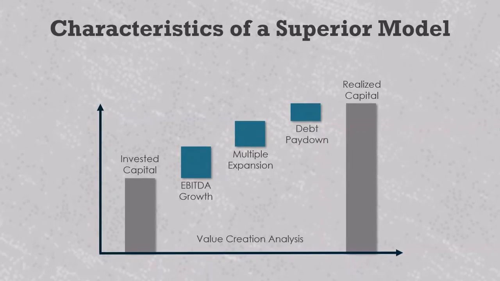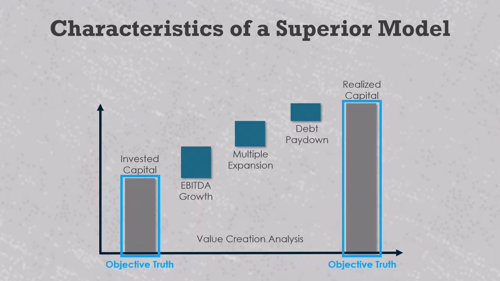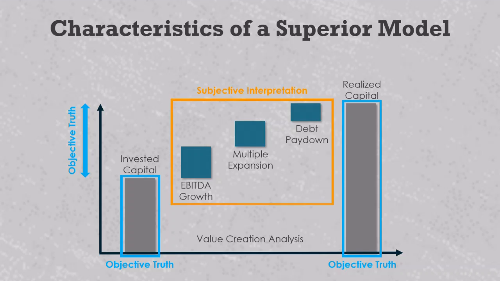If you look at the value bridge below, the capital going into the deal and coming out of the deal, these are objectively true. They match dollars transferred between the bank accounts of buyers, sellers, and other stakeholders. Total value creation must also be objectively true because it's simply the difference between two objectively true things. In contrast, the way that value creation gets split up, this is always a subjective interpretation. As we mentioned earlier, different approaches and different assumptions can provide different results.